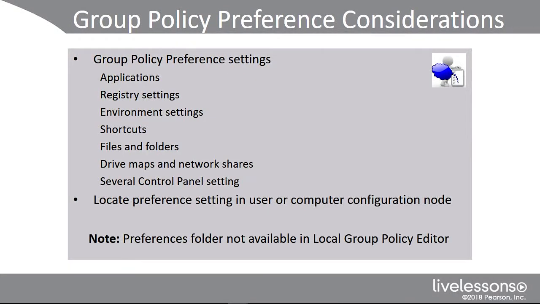In addition, we have these categories of settings that we can work with: applications, registry settings, environment settings, shortcuts, files and folders, drive maps, and network shares. And there are several control panel settings, including data sources, devices, folder options, internet settings, scheduled tasks, all sorts of options within control panel. It has its own category, in fact. And like GPOs, these preference settings are available in both user and computer configuration nodes, but unlike GPOs, preference settings are not available if you're working with the local group policy editor.